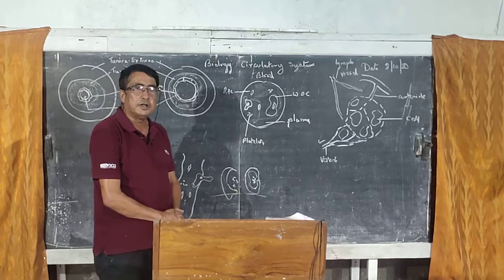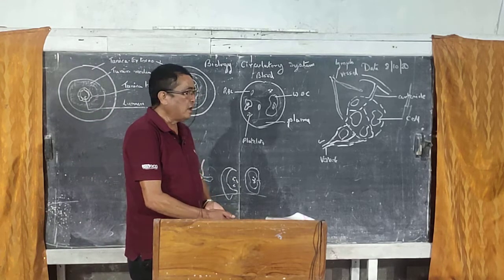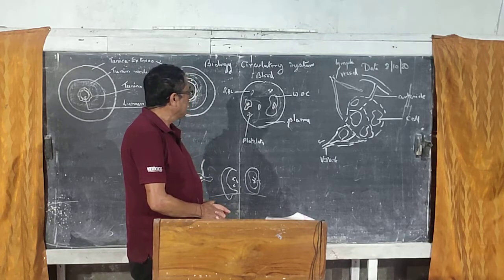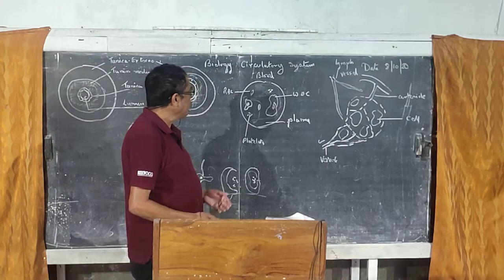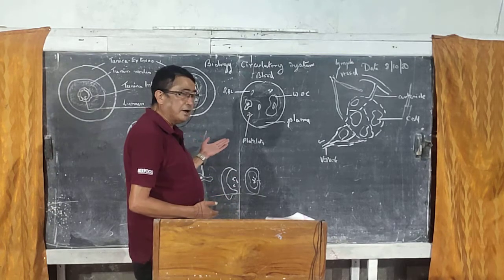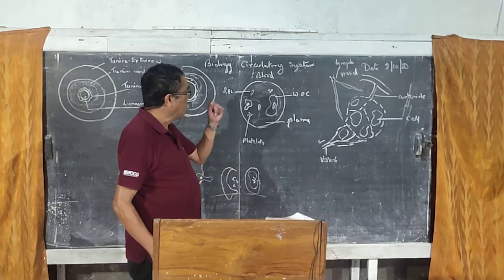Now, another important thing you must know is the differences between red blood cells, erythrocytes, and white blood cells, leukocytes. Sometimes they'll use WBC, sometimes they'll use RBC. So both ways, erythrocytes, leukocytes, you must know both the names.